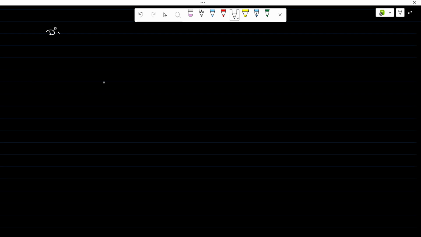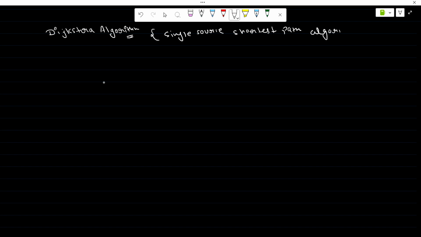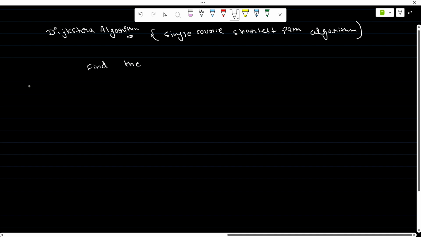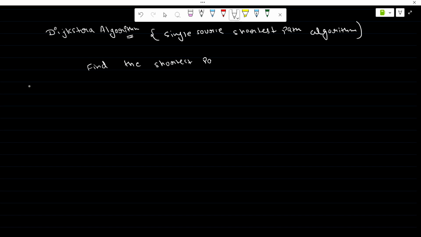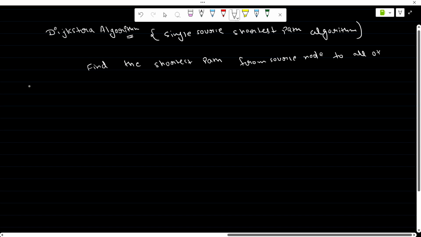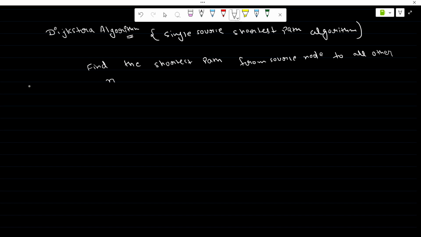Let's try to understand Dijkstra. It is a single source shortest path algorithm. So what you have to do is find the shortest path from the source node to all other nodes. Okay, so you have to find the shortest path from the source node to all other nodes.